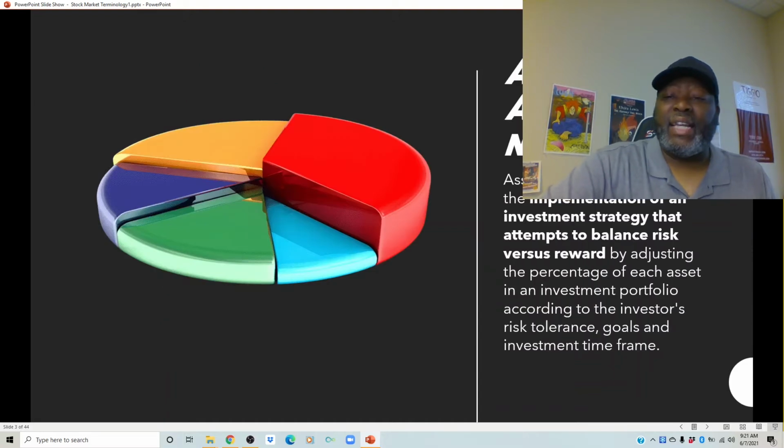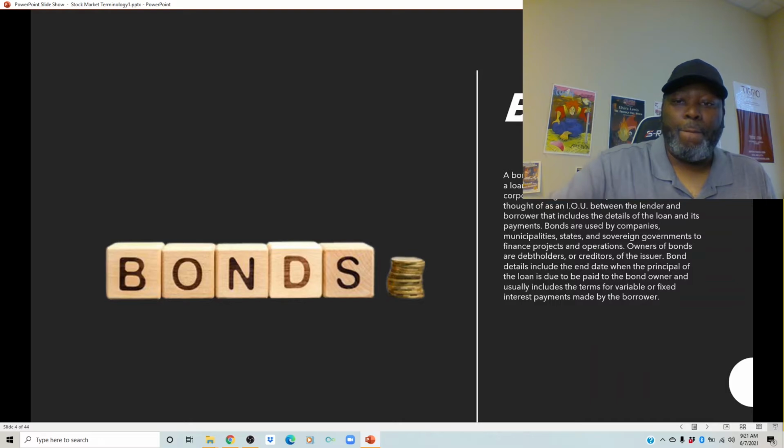All right, asset allocation. Asset allocation is the implementation of an investment strategy that attempts to balance risk versus reward by adjusting the percentage of each asset in an investment portfolio according to the investor's risk tolerance, goals, and investment time frame. All right, let's talk about bond.